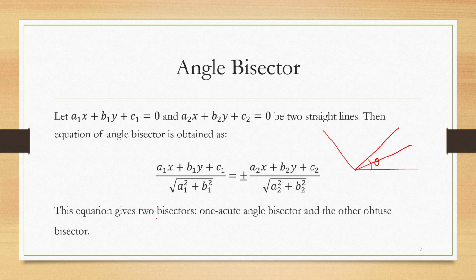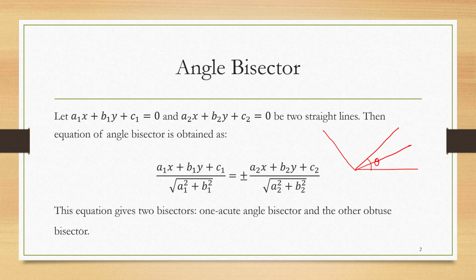This equation gives two bisectors, acute and obtuse, and we will find which one is acute and which one is obtuse using a simple method: if the magnitude of the slope is more than 1, then it is obtuse, and if it is less than 1, then it is acute angle.